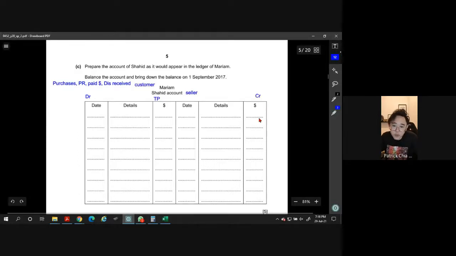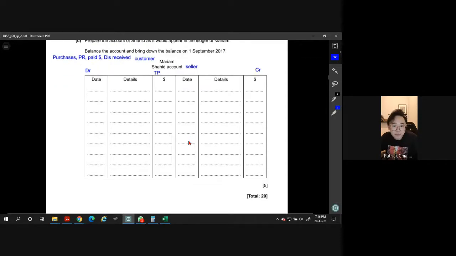Okay, you know my style by now. I really hardly put the minus plus one, because as long as you know the double entry, you should be able to do this. You should be able to do this T account. Alright, want to finish up this T account? Can anyone?